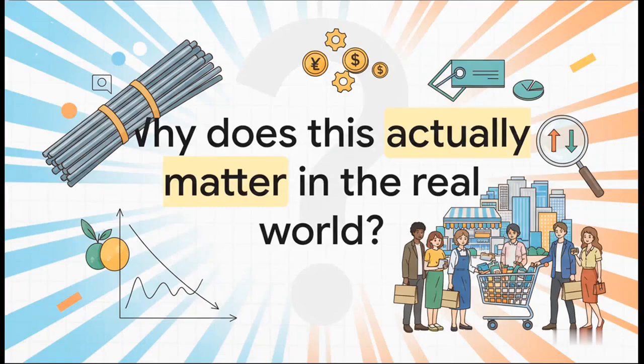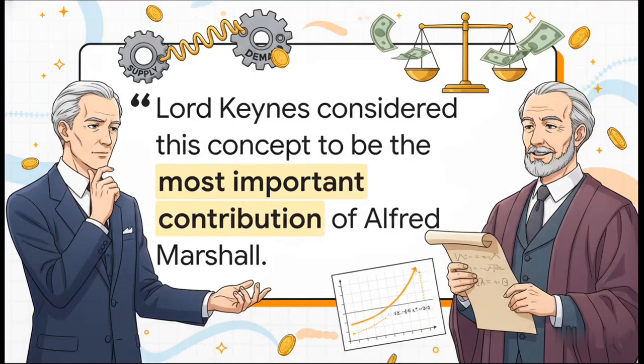Okay. So that's all the theory. The rubber bands, the steel rods, I get it. But let's get to the real question here. Why does this actually matter in the real world? Why should you or I care about any of this outside of an econ class? Well, hey, don't just take it from me. The legendary economist John Maynard Keynes, he called this concept the single most important contribution of his mentor, Alfred Marshall. I mean, that is an incredibly strong statement. So why is it such a big deal?